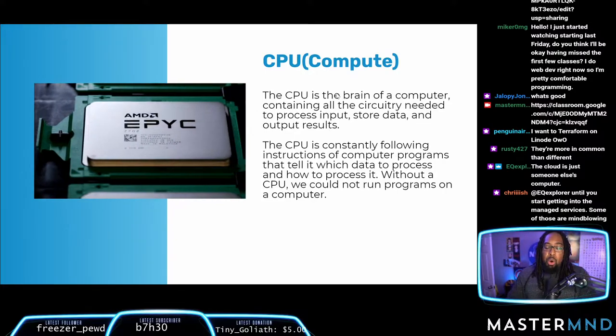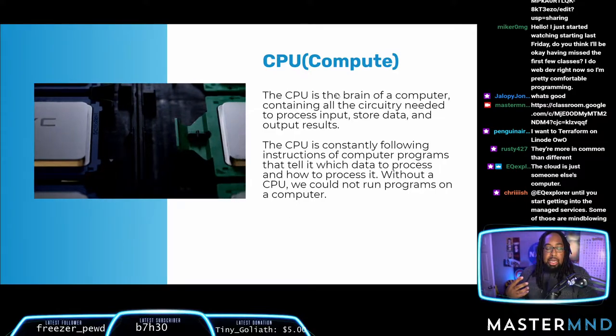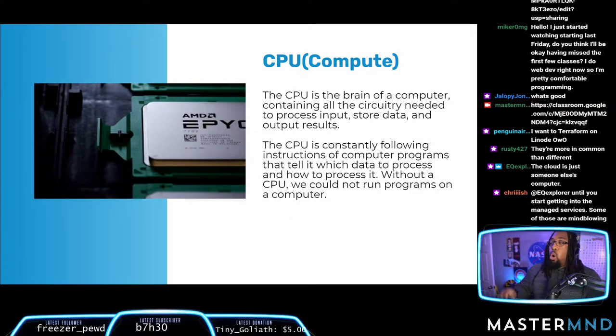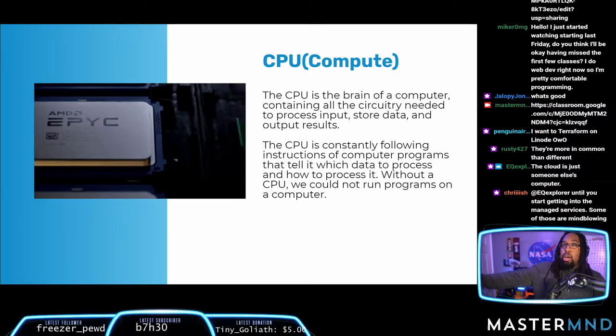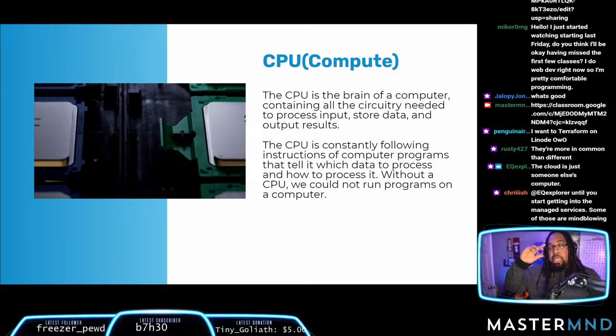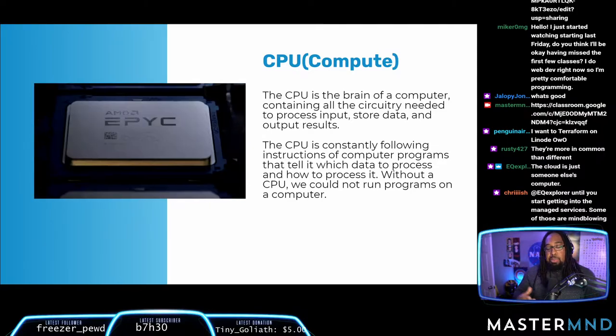So what is the CPU or compute? The CPU is the brain of the computer. You've probably heard of the CPU before. In your head, you might think a CPU is a personal computer, a big old desktop, but a CPU is a chip, it's the brain of the computer.